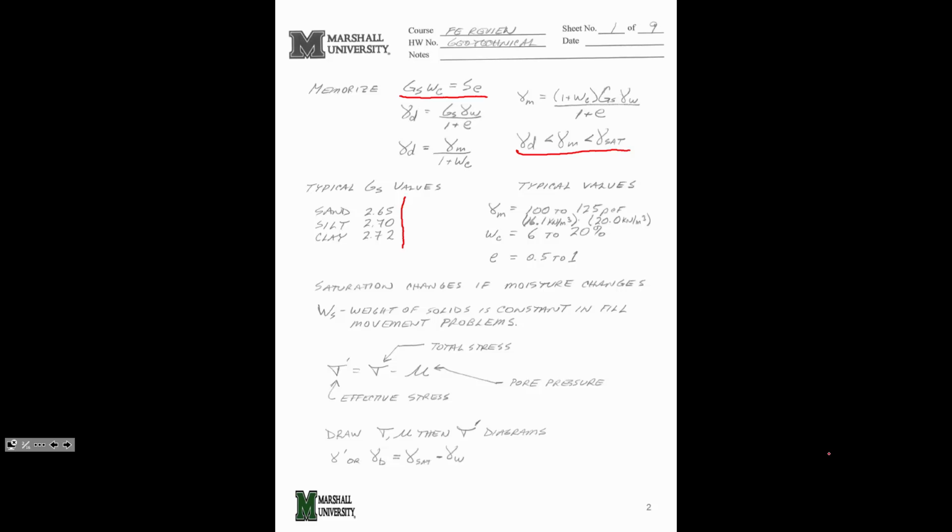Moist unit weights, and here again, most everything's going to be all in metric system, so you're talking about 16 to 20 kilonewtons per meter cubed. Moisture contents are from 6 to 20, 6 for the sands, gravels, 20s for the clays and silts. Void ratio somewhere between 0.5 and 1. So if you start getting crazy numbers, and there are materials out there that have void ratios way higher than 1, but not in the normal standard everyday things you're going to see.